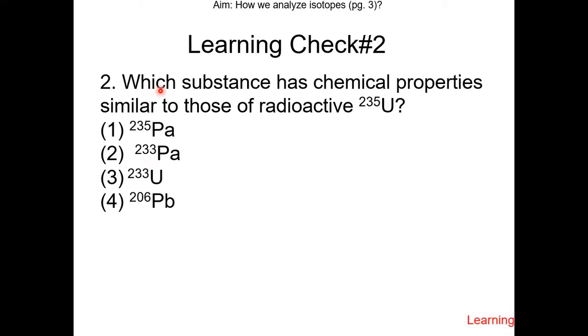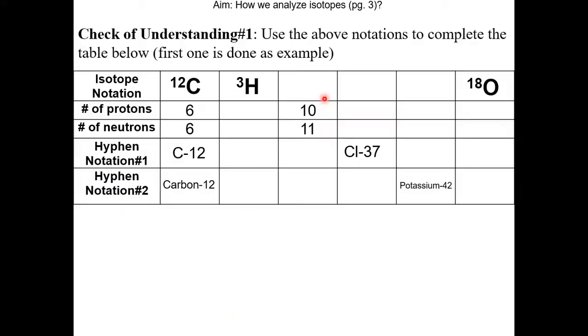Learning check number 2. Which substance has chemical properties similar to those of the radioactive uranium-235? Pause the video and resume once completed. The answer is choice 3. Because it's the same element, it will have the same valence electrons, therefore it will have similar chemical properties.